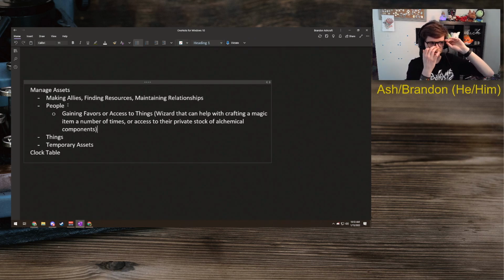So, maybe you're trying to make a potion, and the only person who has access to the special route without you going and getting it yourself is this wizard who lives in town. You can then do a manage assets to bypass some of the crafting requirements. And that's how these can kind of interact with each other.